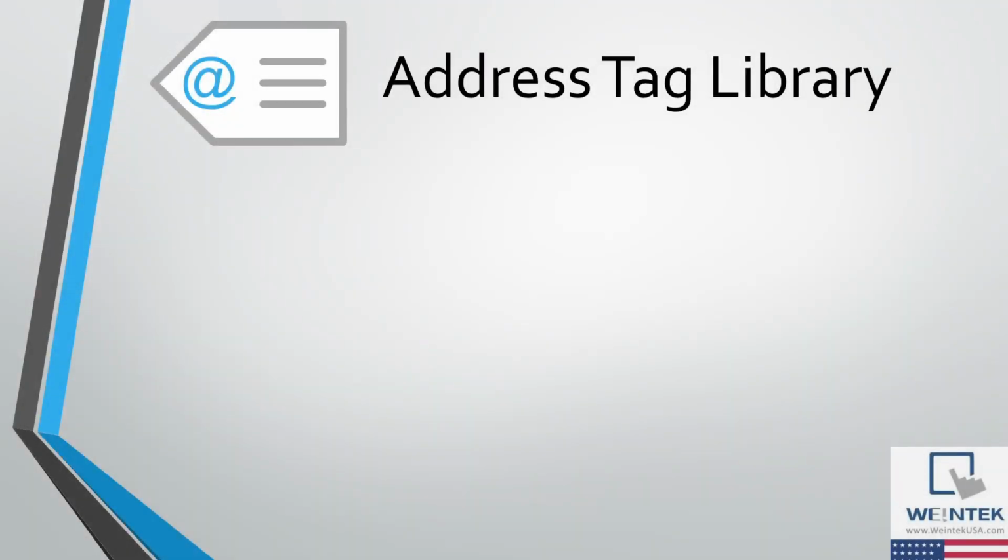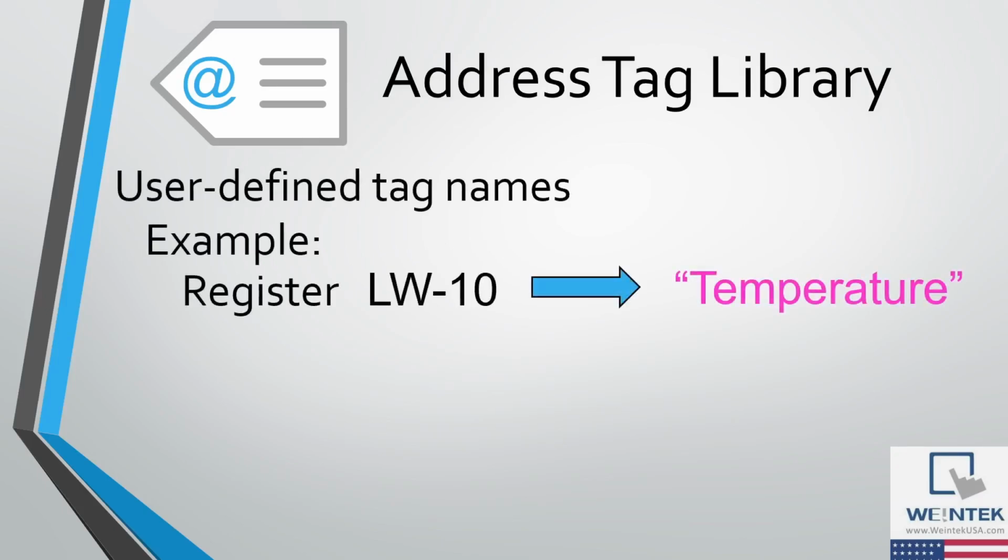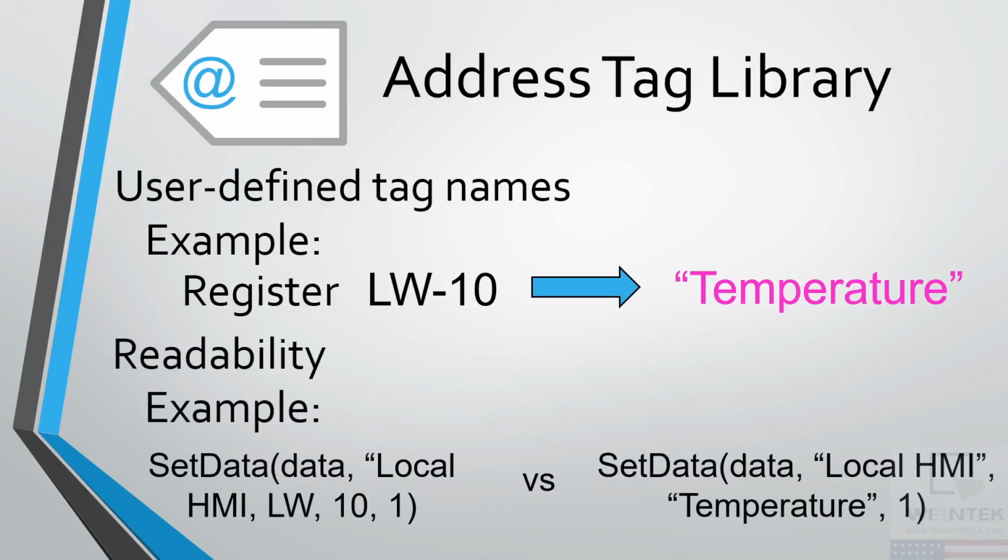Hello, today we're going to be looking at the Address Tag Library in EasyBuilder Pro, a feature that allows users to view applicable system tags or define their own tag names and properties for specified registers in the HMI and other register-based devices they are working with in their project. This can help avoid accidental reuse of registers as well as help to improve the readability of a project and is available for both CMT and non-CMT HMIs.